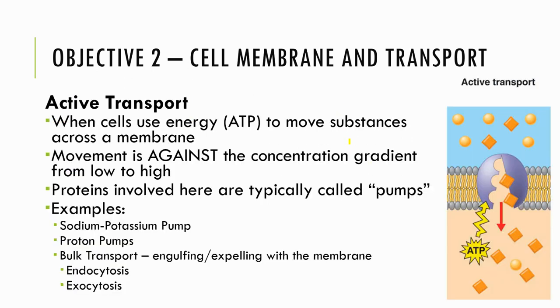All right, so that wraps up our passive transport, okay? And so the second type is active transport. And remember, the key to active is that it does require energy. And so the reason we're needing energy is because we're going against the concentration gradient, or we're moving from low to high. And active transport often involves proteins, but in this case, we typically call them pumps.